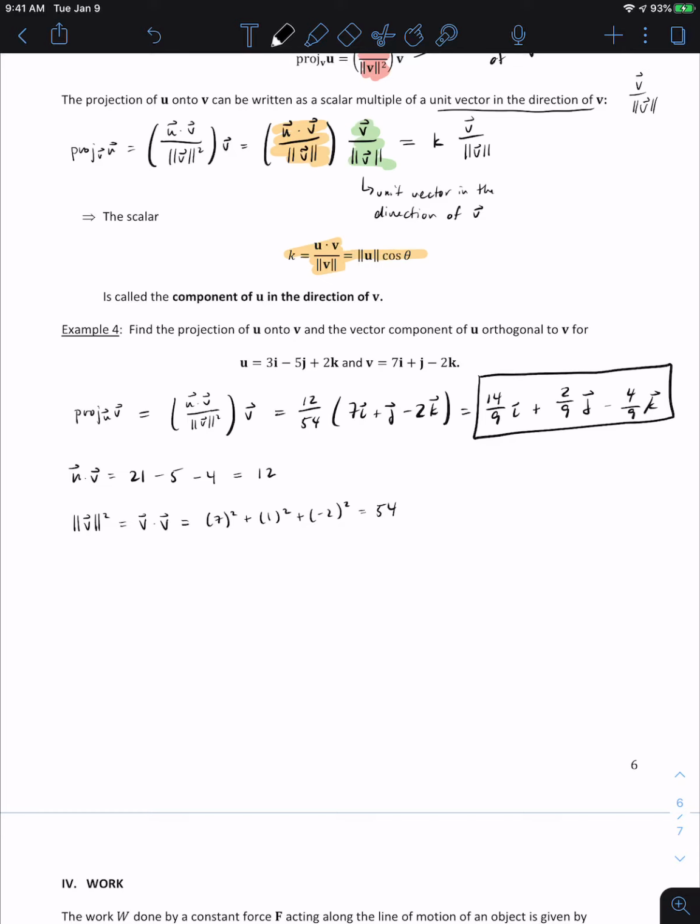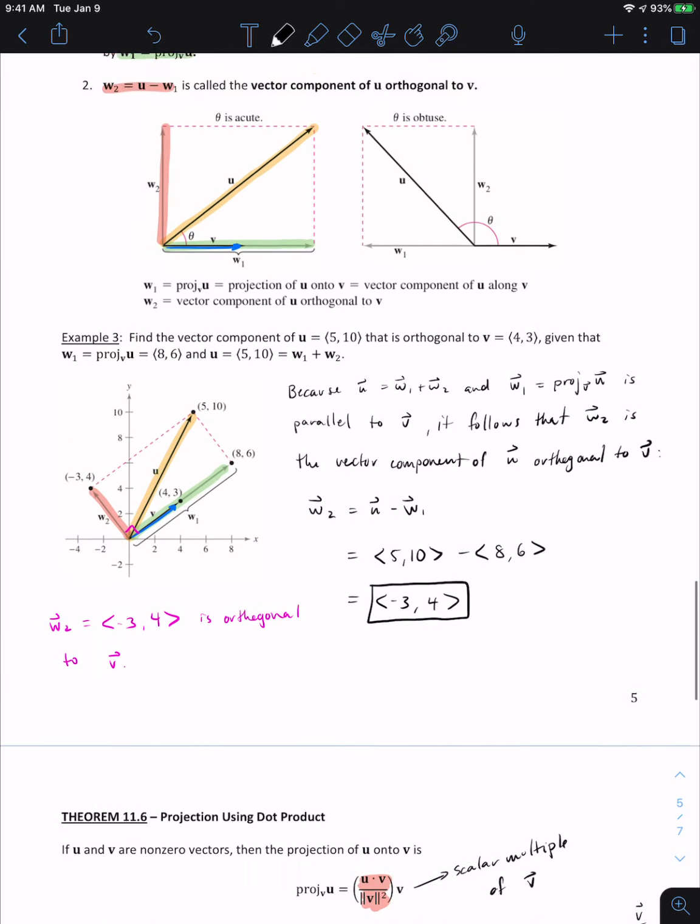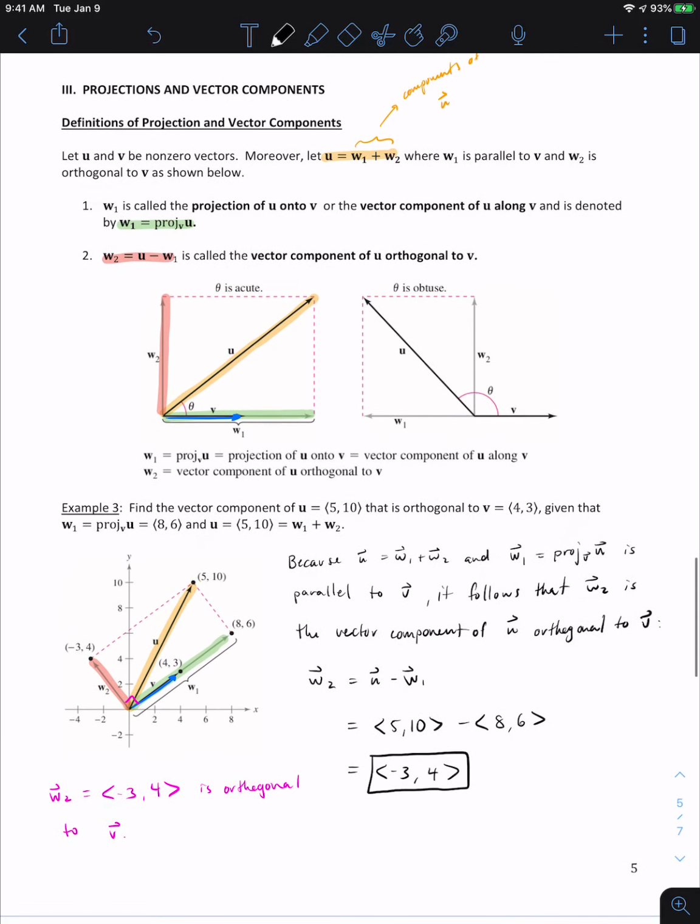So now the question says, find the vector component of u orthogonal to v for these two vectors. Unfortunately, if I had the angle between these two, I could use this formula right here, but I don't have that. So I just have to go back to when we introduced this. The vector component of u orthogonal to v is this vector w2, right? Remember that was the orthogonal one, and how do we do that? We just get u minus the projection, right? u minus w1, which is the projection.